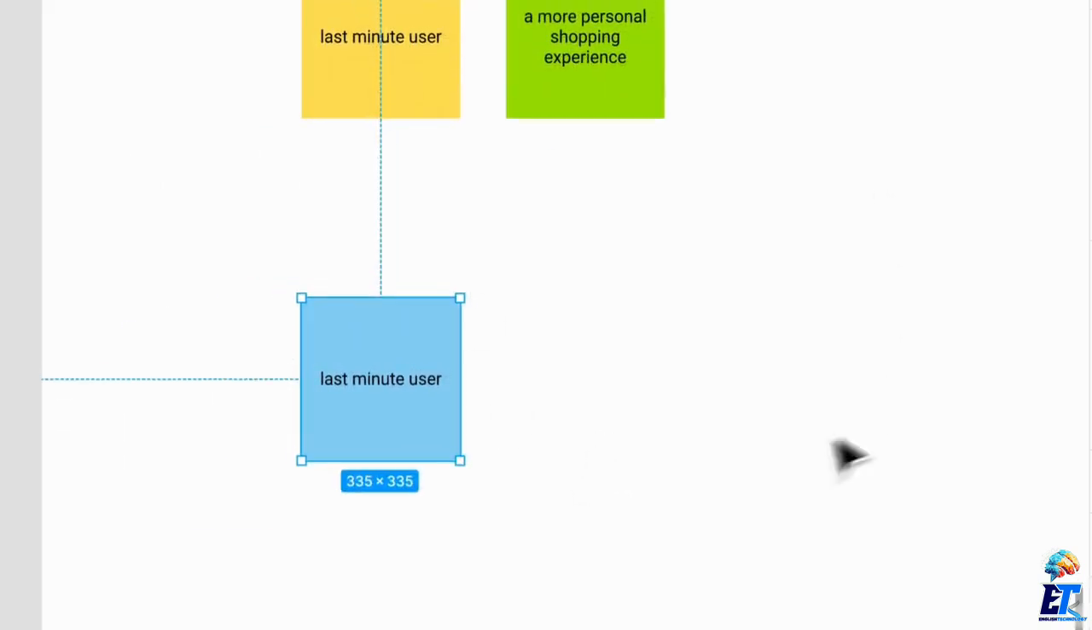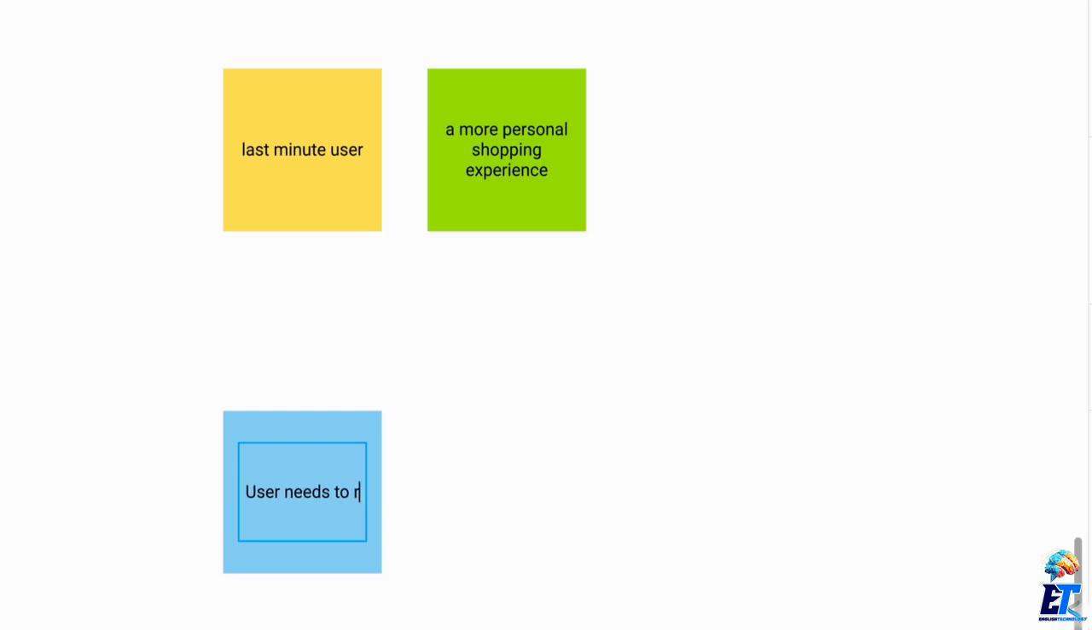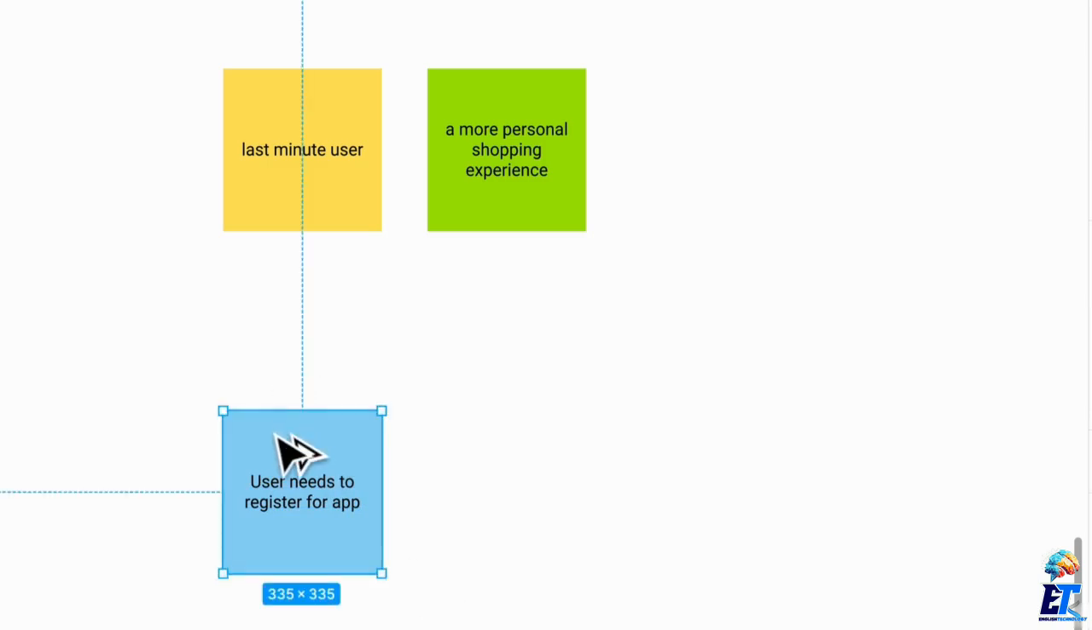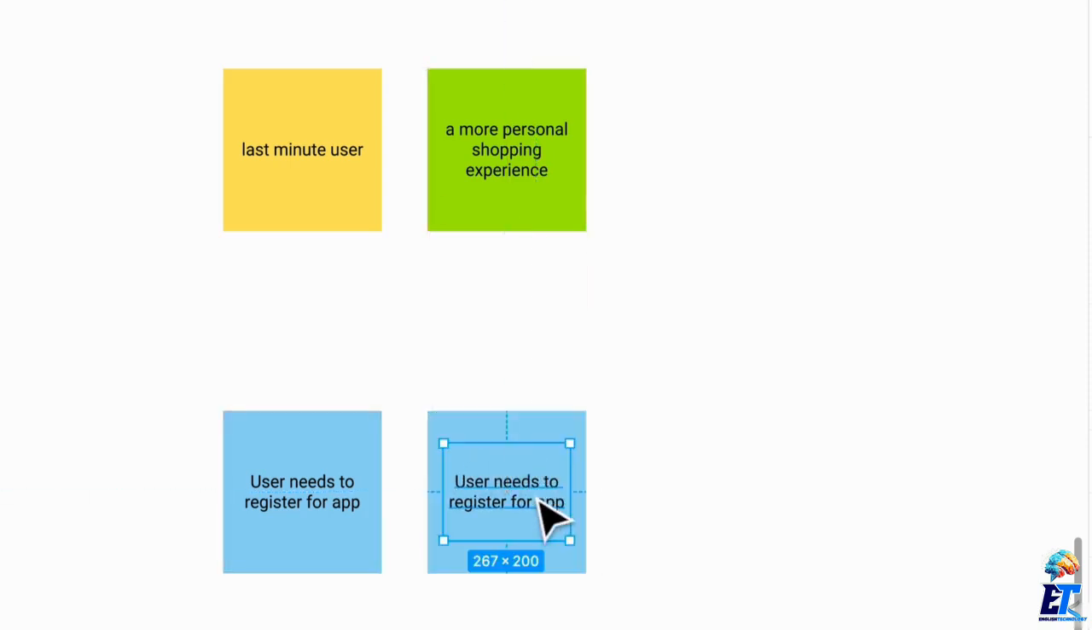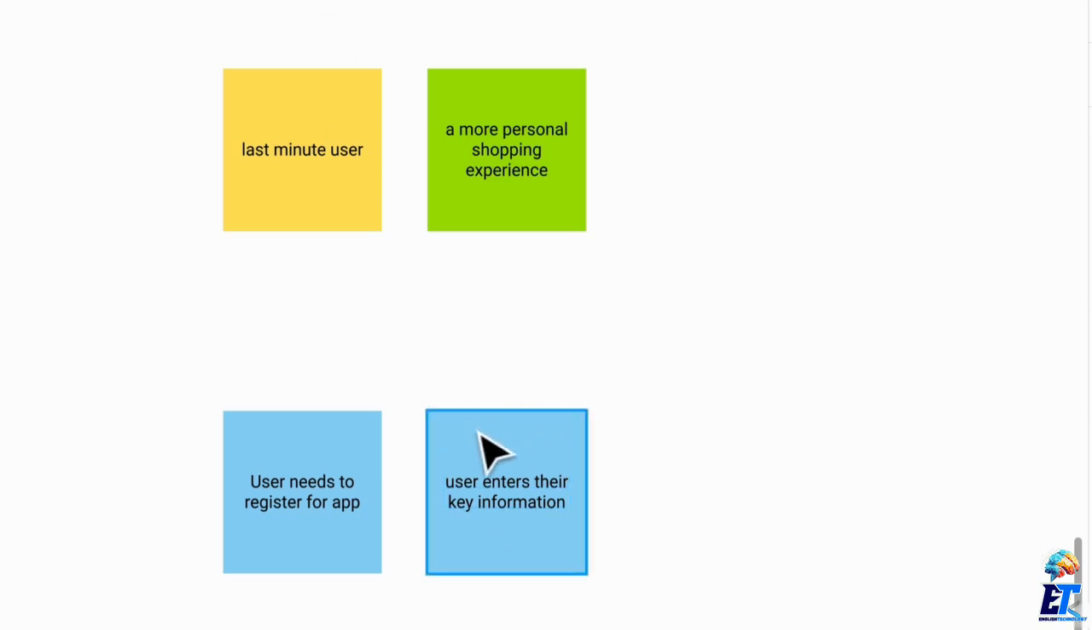Now let's think about all the different tasks that we need to complete this goal, a more personal shopping experience. The user needs to register for the app. I mean, it can even go beyond the application. It could be like, how does the user even know about the application? Let's do this one. User enters their key information. So that's another one.